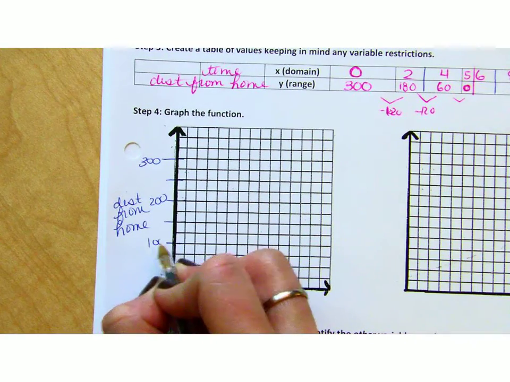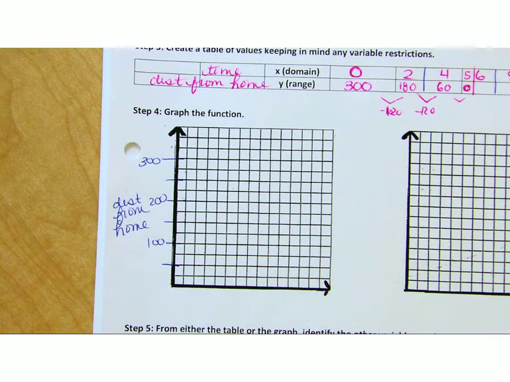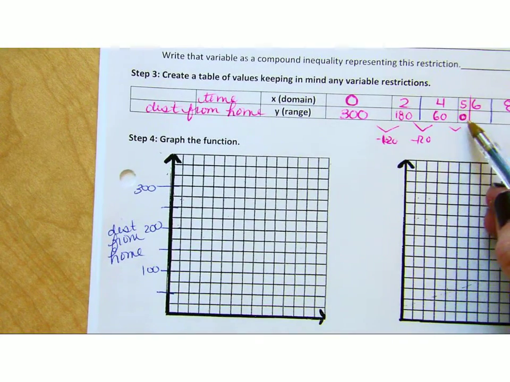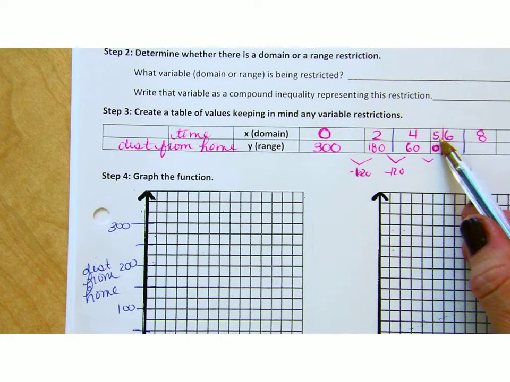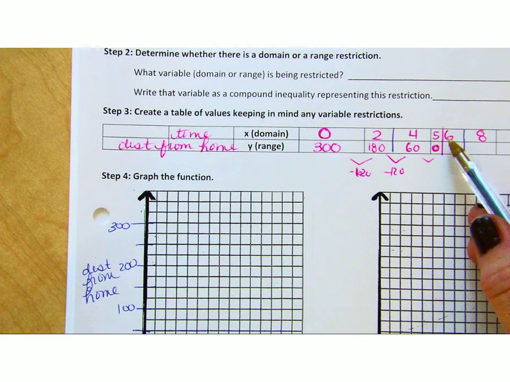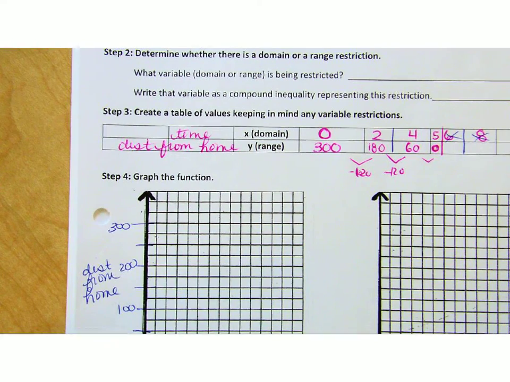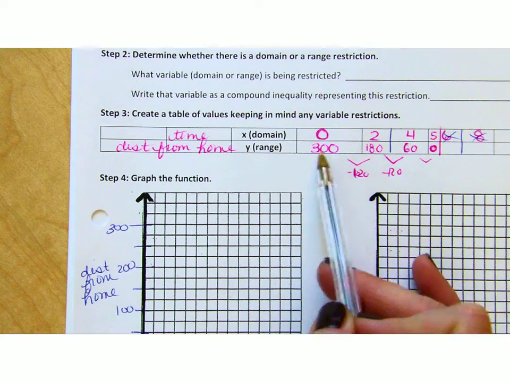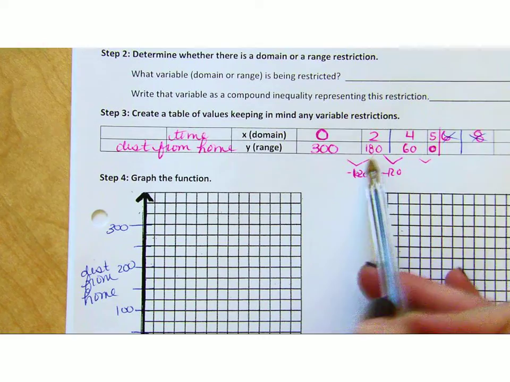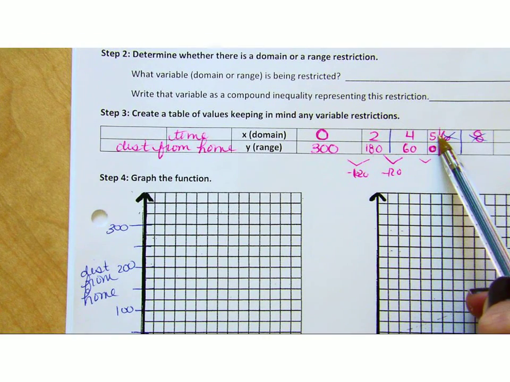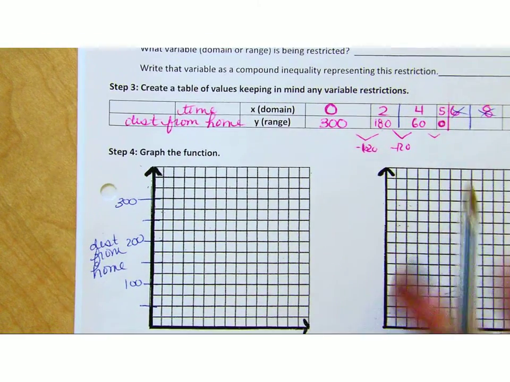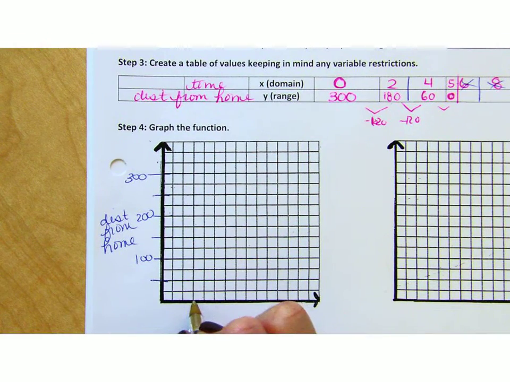So here's where we talk about domain and range restrictions. If I'm home after 5 hours, will I be in the car more than 5 hours? No. So I probably didn't really need the 6 and the 8, right? Because my range was restricted to 300, my domain was only restricted to 5, okay? So we're going to go at 5. I'm going to skip a couple. Let's just skip 1, 2, 3, 4, 5. I just skipped every other one.